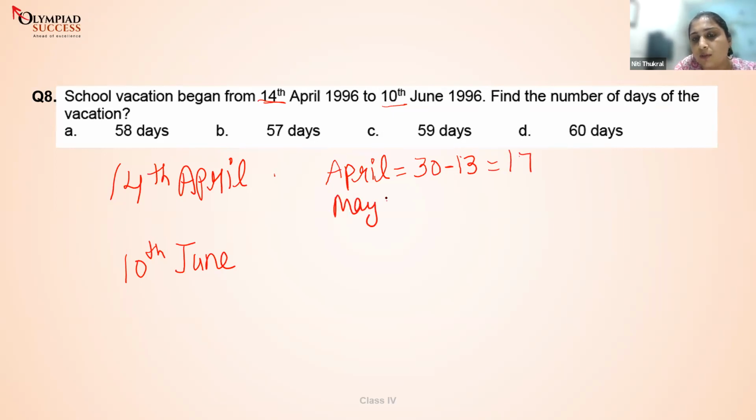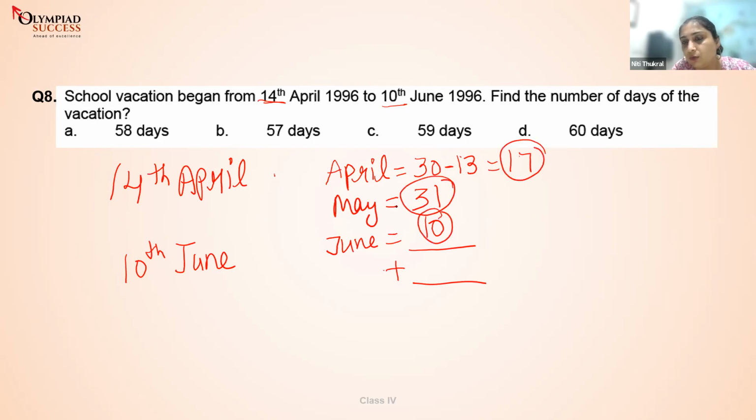And in the month of May, how many days are there? No, 27 is not the answer. Yes, 31. Okay, then June, 10 days. Now add all this. Add 17, 31 and 10. What will be your answer? 58 days, not 57, 58 days. Right. So this is my correct answer. A part is the correct answer. 58 days.